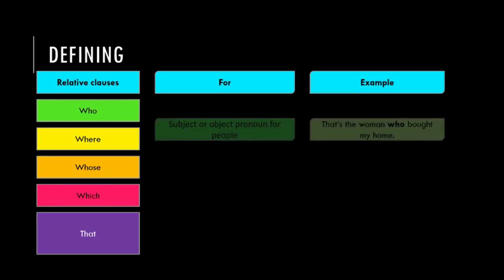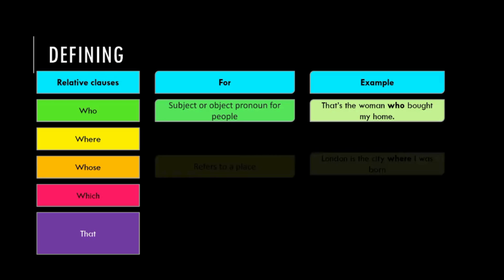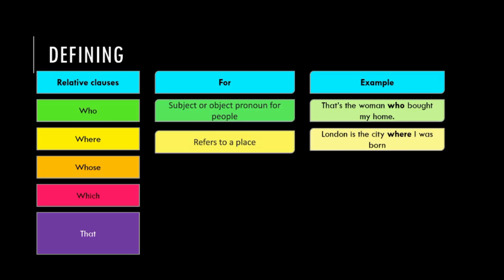The words are who, where, whose, which, and that. We use who as a subject and object pronoun for people. Example: there is a woman who found my home. Where refers to a place. Example: London is the city where I was born.